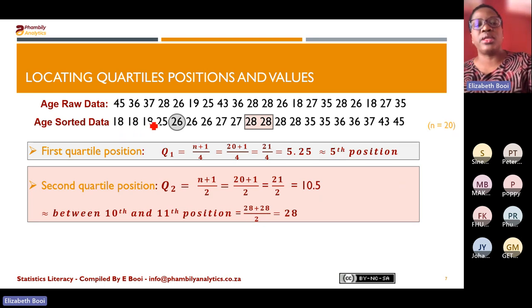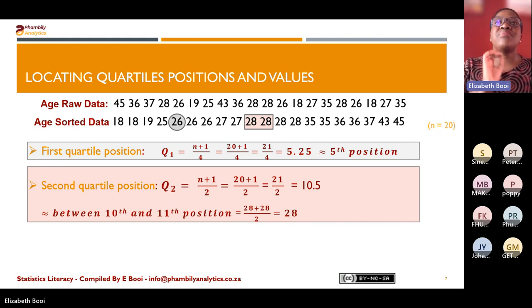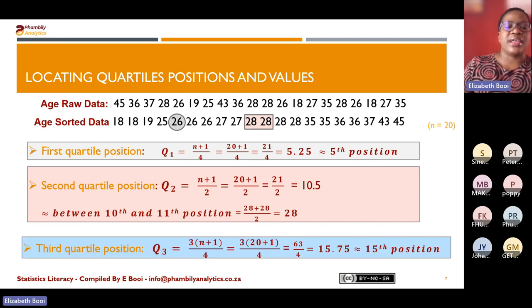So we're going to count 1, 2, 3, 4, 5, 6, 7, 8, 9, 10, 11, which is between 28 and 28. We need to take an average. If 28 and 28 were different numbers, we're still going to take both of them. 28 plus 28, add them together, divide by 2, and that will give us the median or quartile 2 value, which is equal to 28. If this was 29, we would say 28 plus 29, divide by 2, and we would get our quartile 2 value, which would have been 28.5, probably.